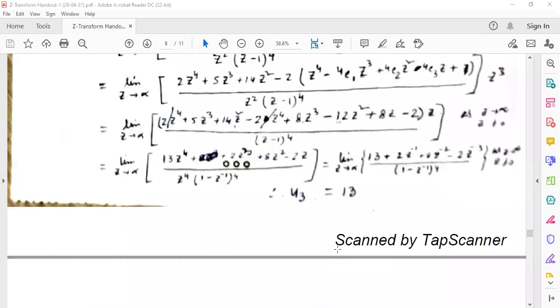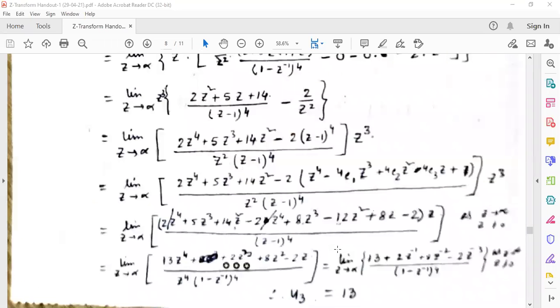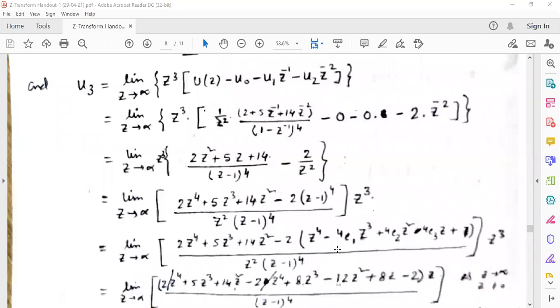Is it understood, this one? Did you understand this part, u3? How are we finding out u3? Yes, sir. Here we are just using the formula.